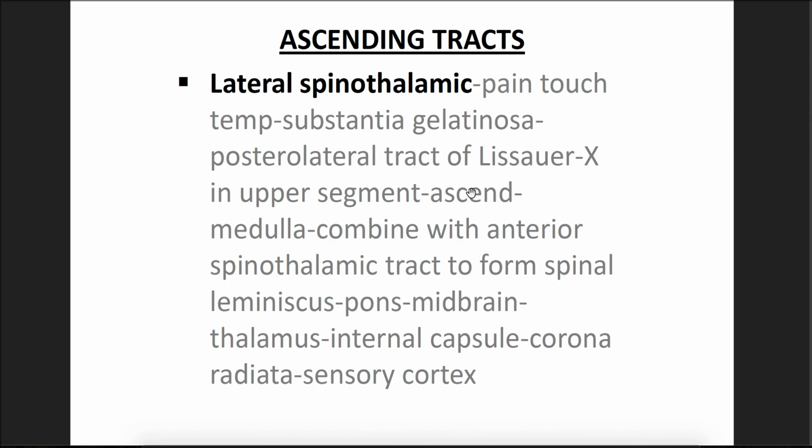There they combine with the anterior spinothalamic tract to form a spinal lemniscus. We will go into these details of what these things are, but spinal lemniscus is both anterior and posterior spinothalamic tract traveling upwards. Then from there to pons, to midbrain, thalamus, internal capsule, corona radiata, and sensory cortex. You may not be familiar with these terms, but we will go through them one by one.